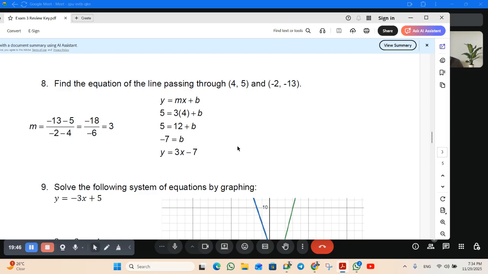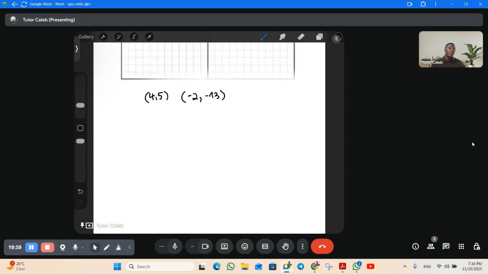Now, question 8 says find the equation of a line that passes through the points (4, 5) and (-2, -13). This is not very different from question 7, because they're still asking you to find the equation of a straight line. Question 7 was also asking us to find the equation of a straight line.